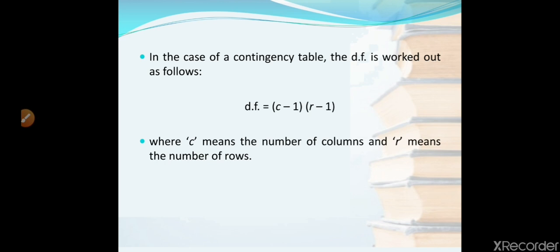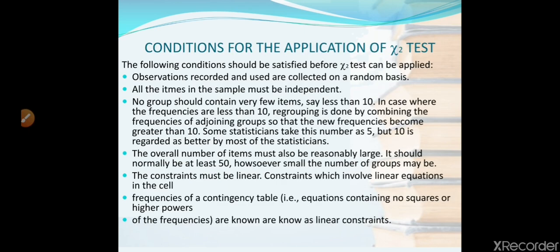So this contingency table comes into picture when there are more than one or two constraints. The number of classes for which we are taking the data and the number of attributes we are checking constitute the rows and columns. Again, we will explain this with the help of an example. These are a few conditions for the application of the chi-square test. You can have a look at this. These are also given in your book.